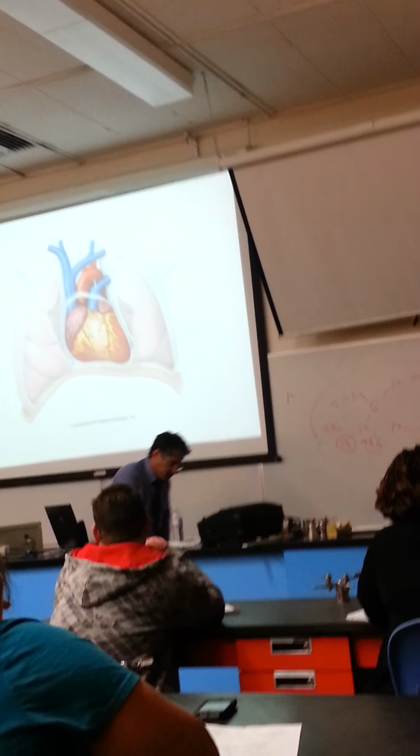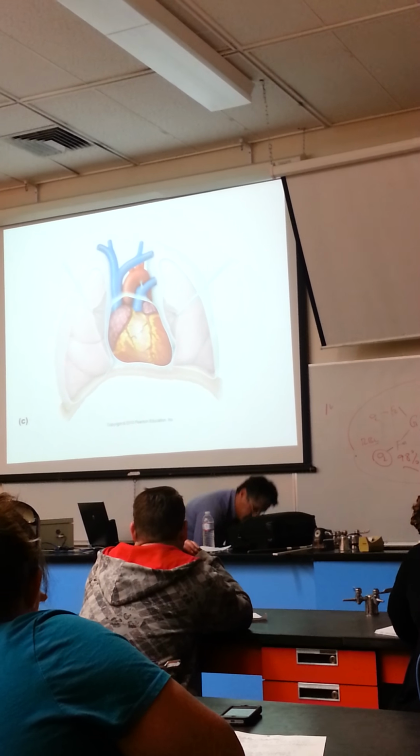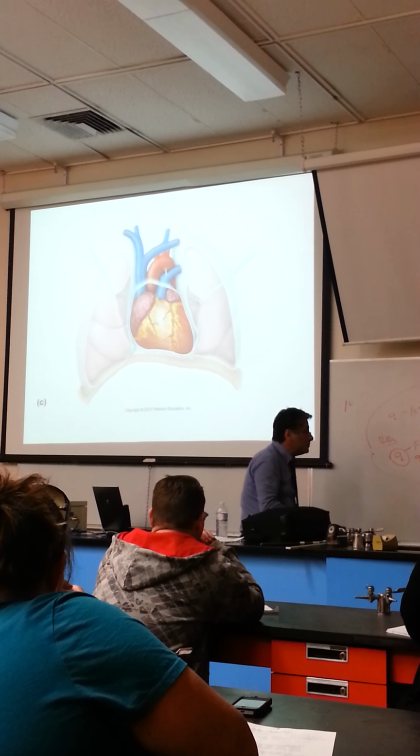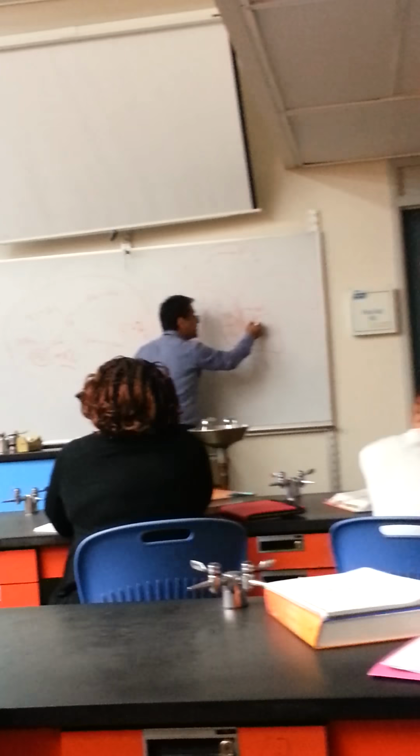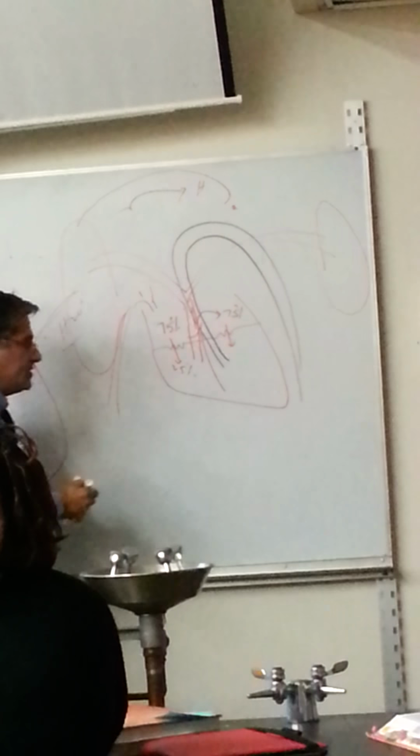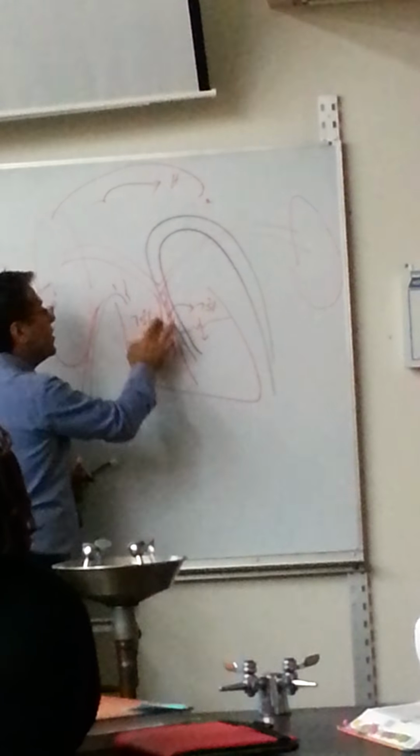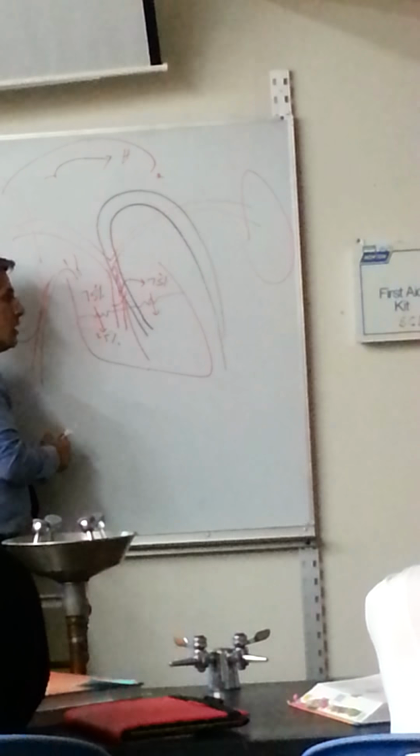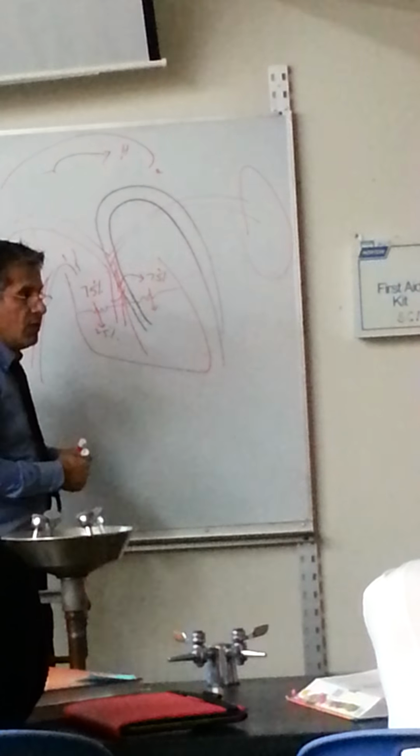So, that 75% will go through the aorta into the rest of the body. That 25% will go through the pulmonary trunk. Now, if it goes to your lung, the lung will fill up with blood. You drown. So what happens?